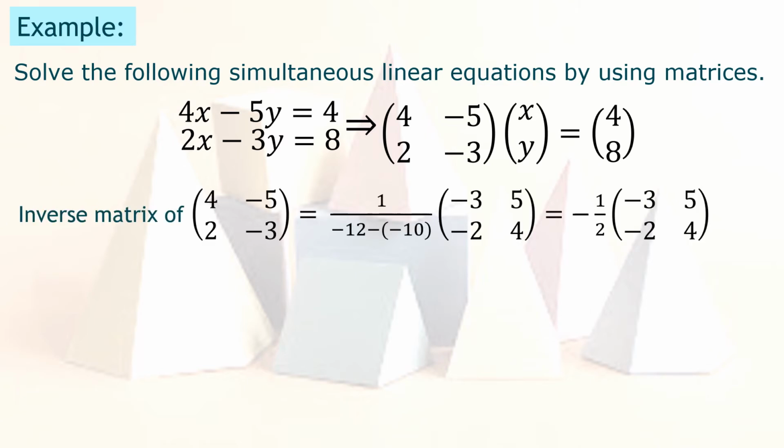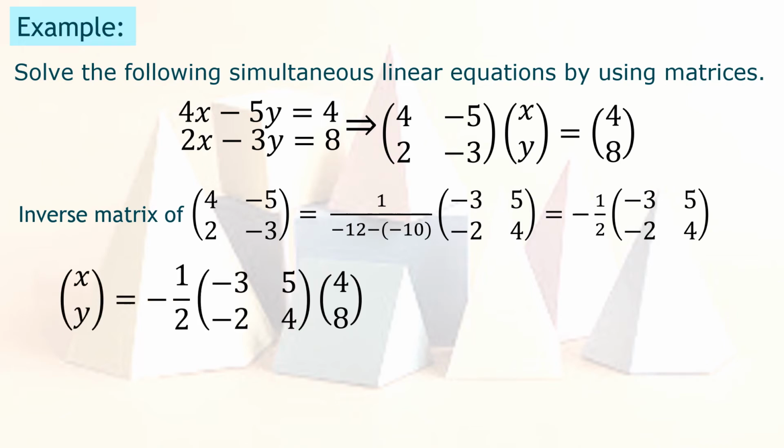And then we are going to find the inverse matrix of [4 -5; 2 -3], which is equal to 1 over (-12 - (-10)). And -12 minus negative 10 is equal to negative 2. So therefore, we have negative 1/2 times [-3 5; -2 4].